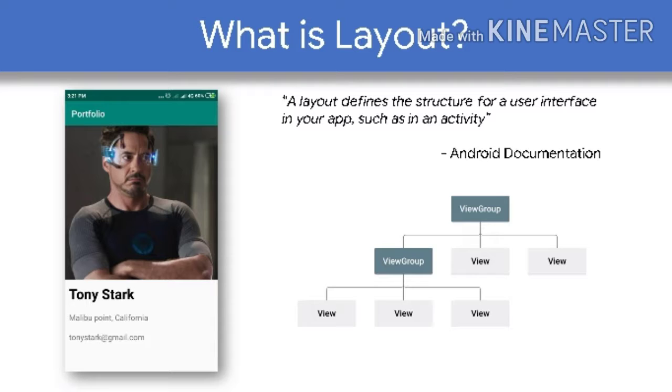So these layouts are also known as view groups, and these view groups may contain other view groups having some components in them. The basic layouts which we use in Android are linear layout, relative layout, and constraint layout. But here we would discuss only the linear and relative layout, so that you can easily understand the constraint layout later on.